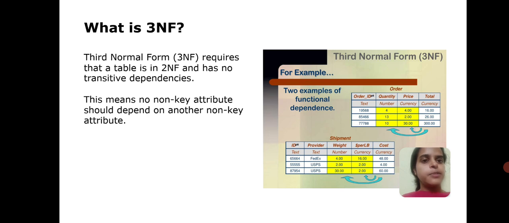Third normal form requires that the table is in 2NF and has no transitive dependencies. This means no non-key attribute should depend on another non-key attribute.